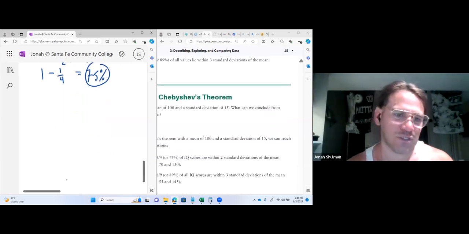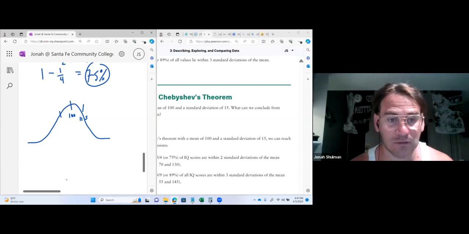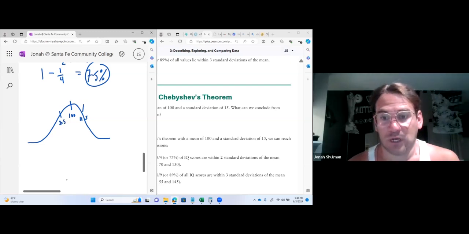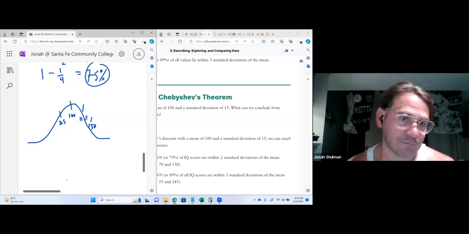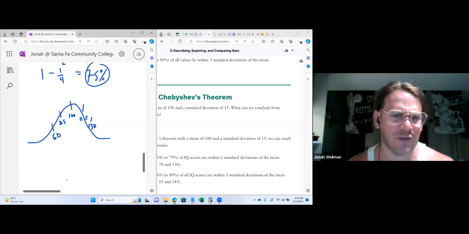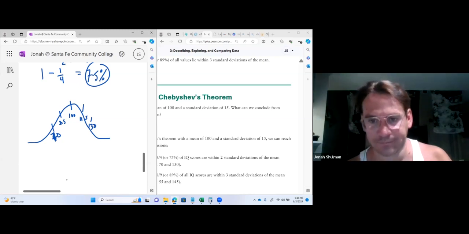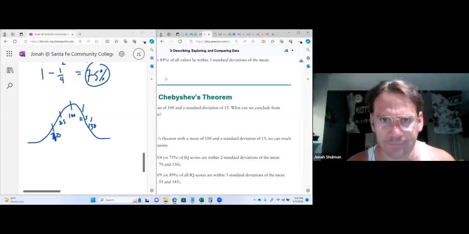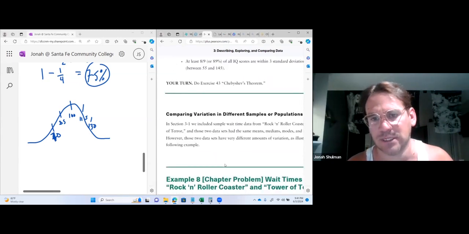I always need this little picture. So if we know this is 100, 1 standard deviation away is going to be what? 115 and minus 15, 85. But we're talking 2 SDs, and we know 2 SDs is 75%. So this is going to be between 130 and what else? 60, I'm assuming. Oh, sorry, 85 minus 15, that's 70. I'm assuming that's the answer, right? At least 3/4 are between 70 and 130. We got it. Isn't that exciting?